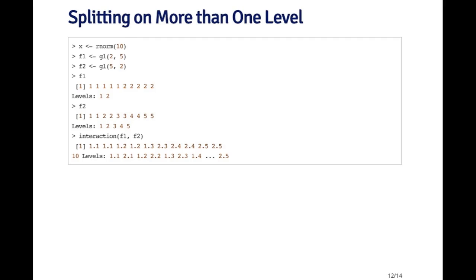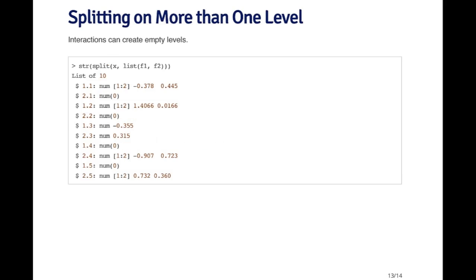So I can use the interaction function to combine all the levels of the first one with all the levels of the second one. Because there are 2 levels in the first factor and 5 levels in the second factor, there's a total combination of 10 different levels when you combine the 2 together. When I call the interaction function, I get another factor that concatenates the levels of one with the other, and you can see that it prints out that there's a total of 10 levels.